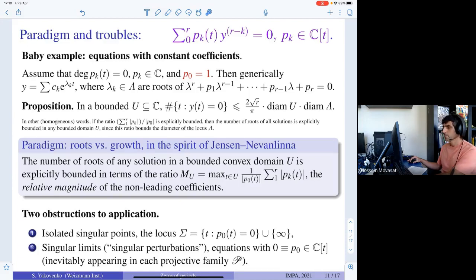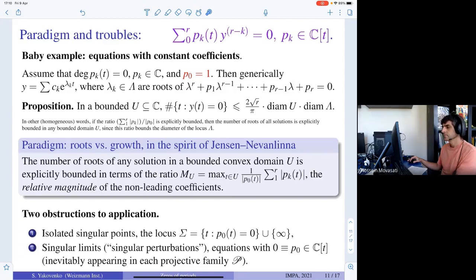So if I rephrase this result in the following way, then I would say that we should compare non-leading coefficients with the leading coefficient. An equation is bad, its solutions are strongly oscillating, if its non-leading coefficients are large compared to the leading coefficient, which in this case is equal to 1.